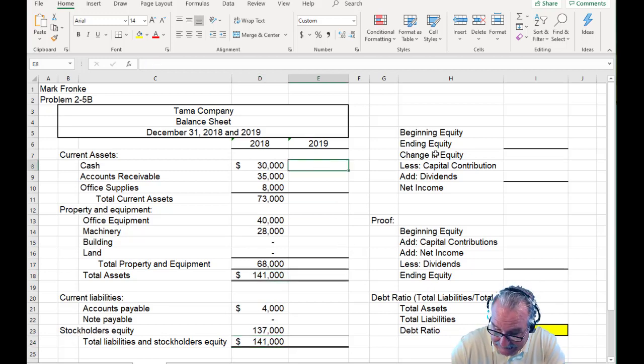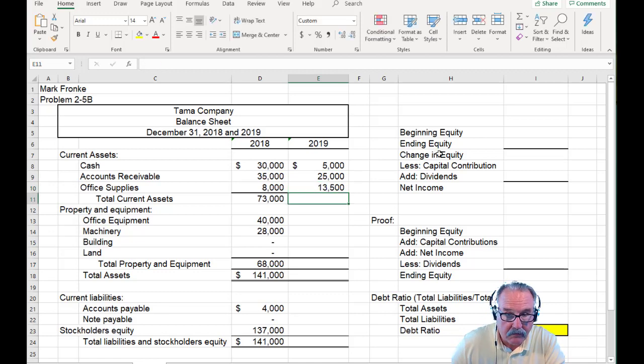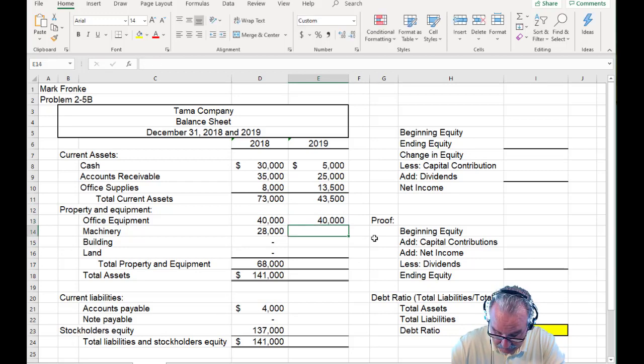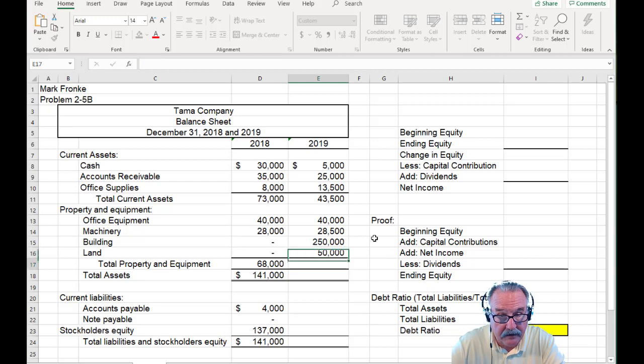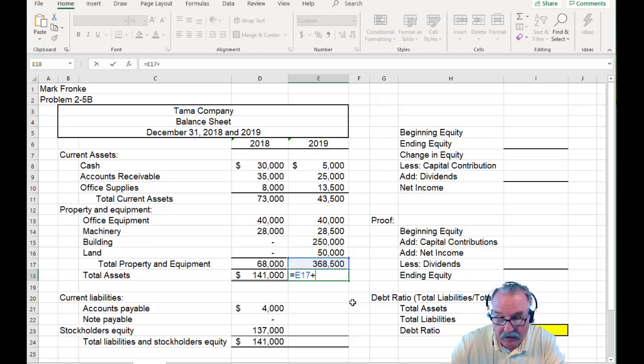So for 2019, we have 5,000 in cash, 25,000 in accounts receivable, office supplies 13,500. Our total current assets in 2019 dropped to 43,500. We've still got 40,000 in office equipment. We have 28,500 in machinery. We have 250,000 in building and 50,000 in land. So our total property and equipment jumped up to 368,500, and our total assets are 412,000.